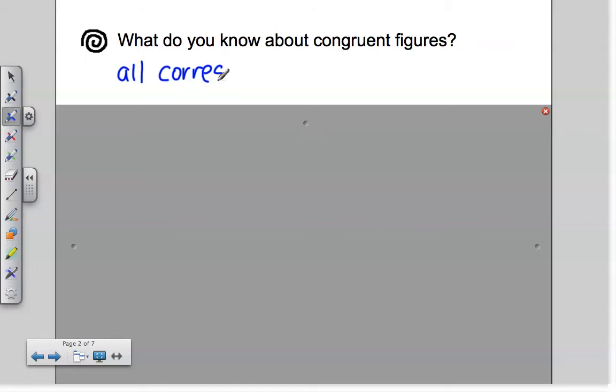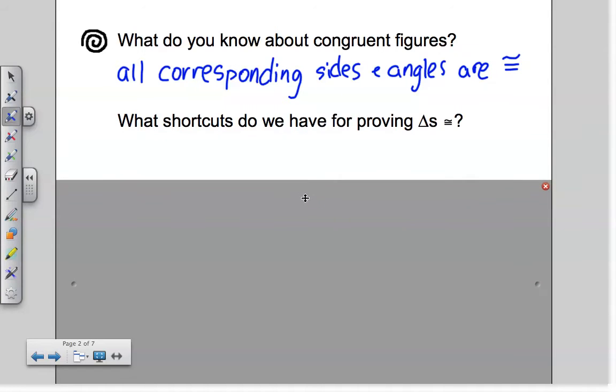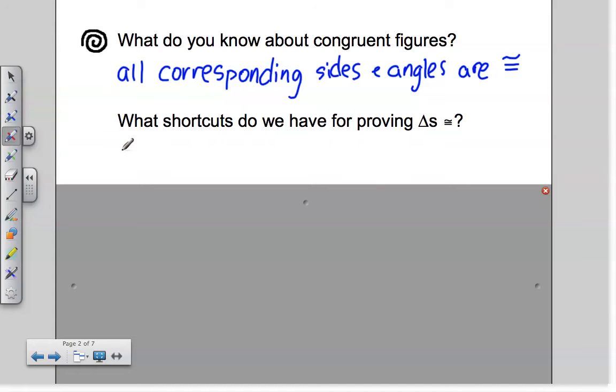All corresponding. Remember, the word corresponding is important because we have to make sure that things match up in a sense. But we know that all corresponding sides and angles are congruent. That's what we know about congruent figures. And at this point, what are those shortcuts that we have for proving that triangles are congruent? I have 4 shortcuts. Hopefully you remember them all.